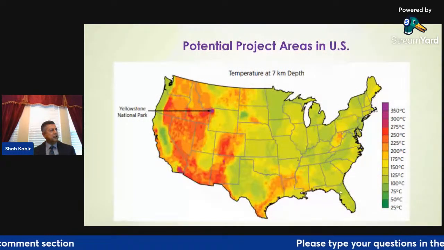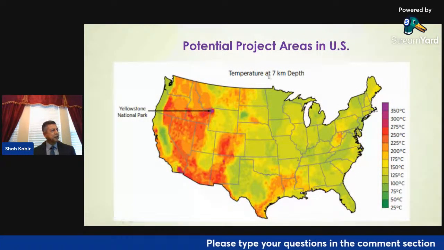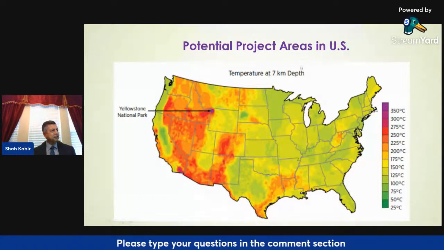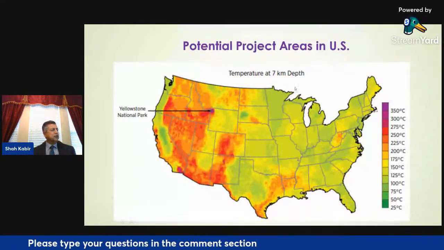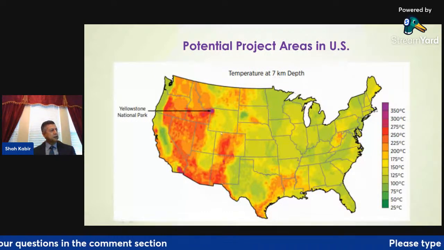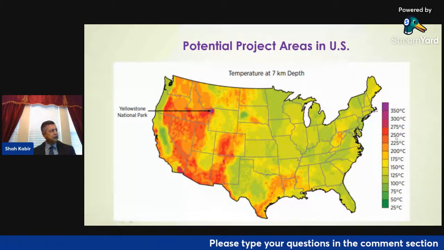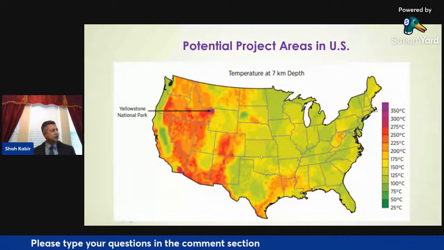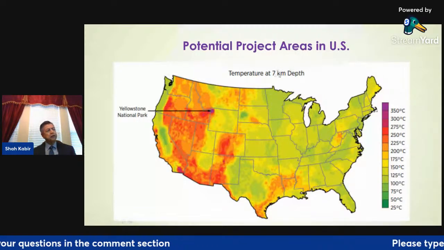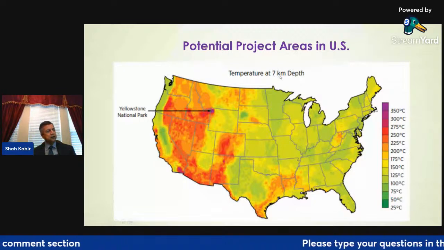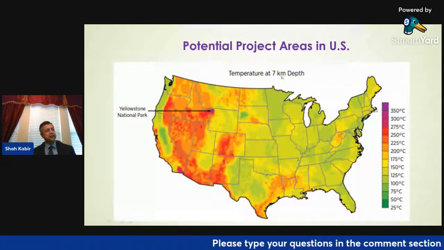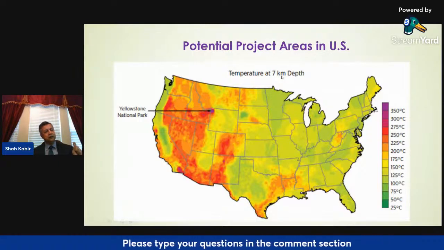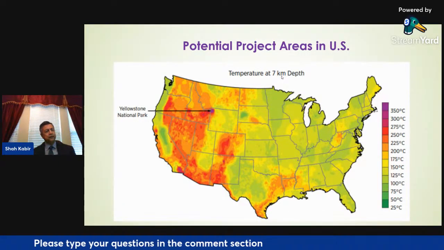So what's going on? What are the prospects? Here is a quick prospect evaluation in the US and Europe that I'll go through. If we drill a 7 kilometer well, there are many hot spots as you can see, and 200 plus is no problem anywhere, but 7 kilometer is fairly deep. But this is just to make a point that there are huge potentials for harnessing thermal energy.